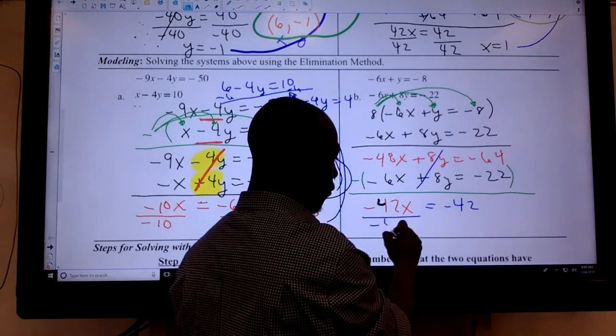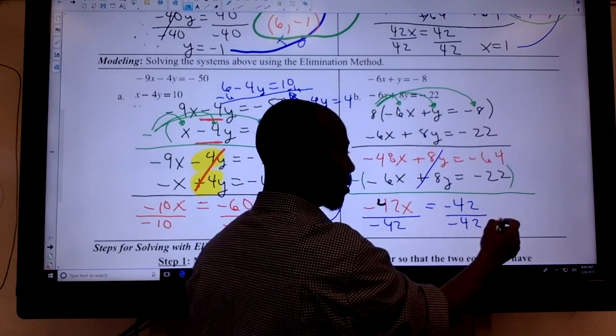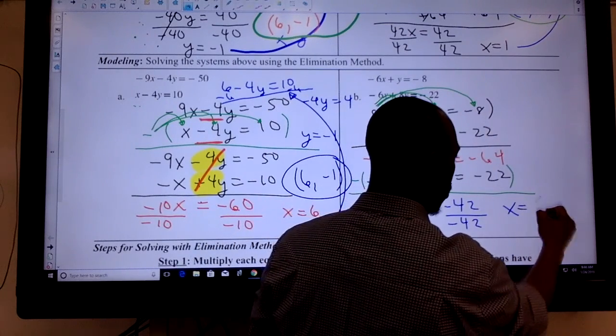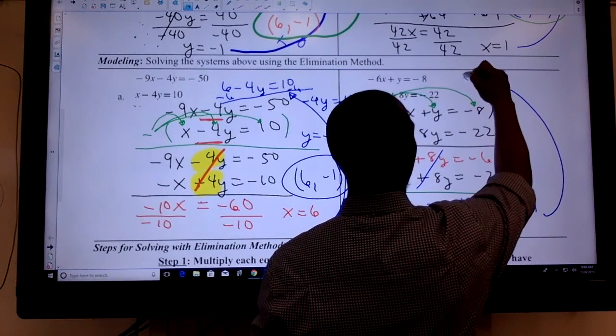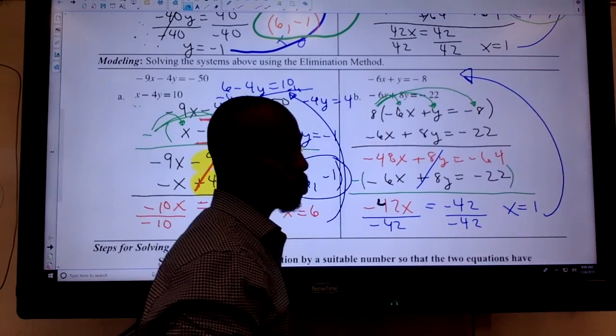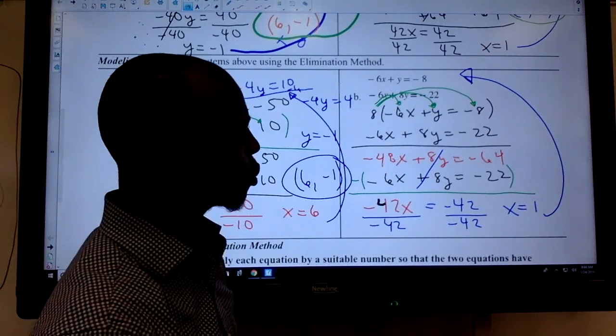We divide by negative 42 to get x by itself. And just like we got up there, x is equal to 1. Last step, we plug this into one of the equations. It doesn't matter what equation you plug it into. Plug in x equals 1 into one of the equations. I'm going to plug it into the first one, honestly.